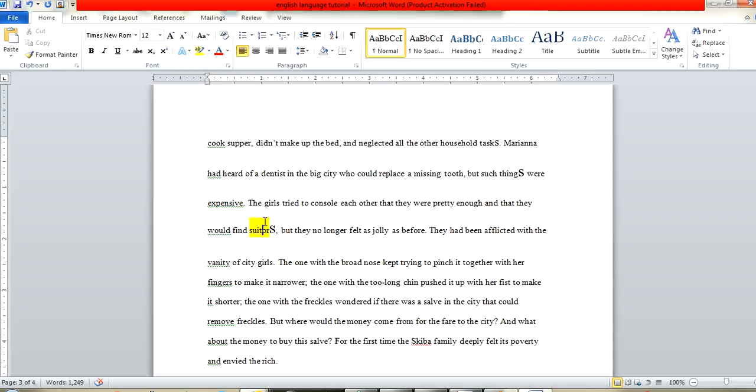Right, so we have the next sentence. They had never been afflicted with the vanity of city girls. Wow, vanity, vices, immorality, stuff like that. But anyway, we have the word vanity. Vanity is a noun. I'm not sure whether to call it a common noun.